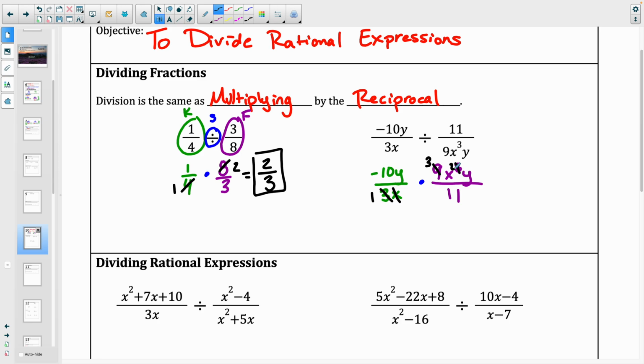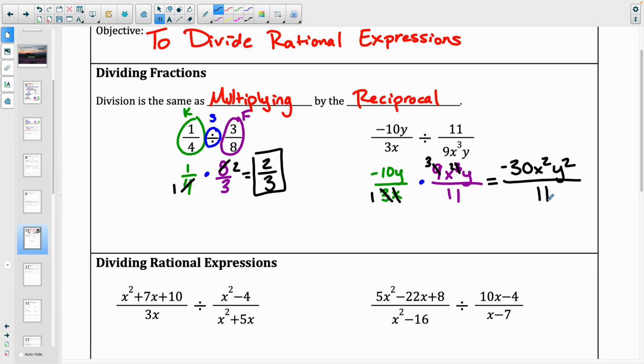All right, so now we just multiply top times top and bottom times bottom. So up top I have negative 10 times 3, which gives me negative 30. I then have x squared, and then I have a y times y, which is y squared. And on bottom I just have 1 times 11, which is 11. And then from there we're good to go.